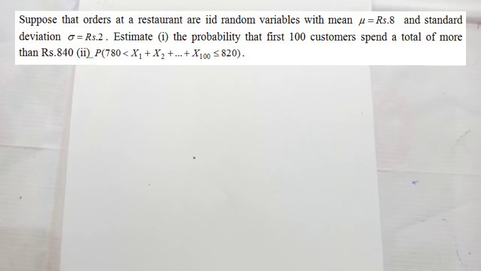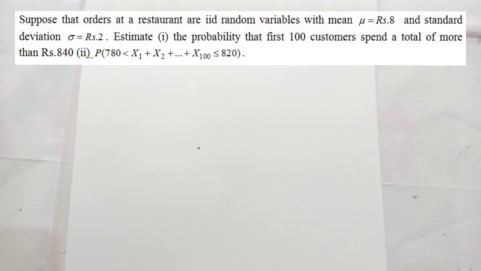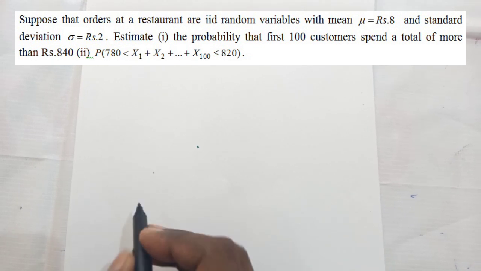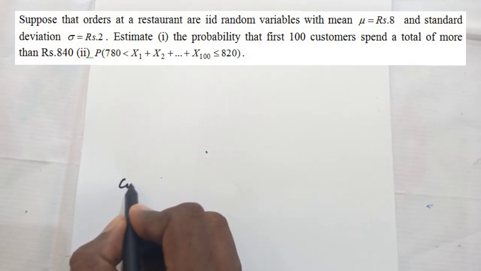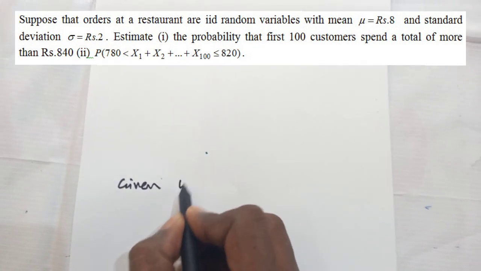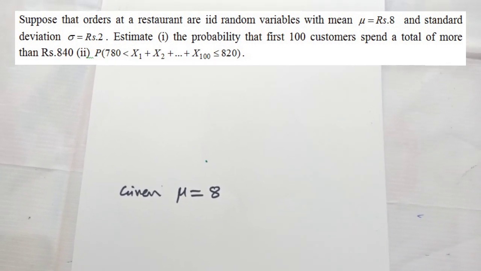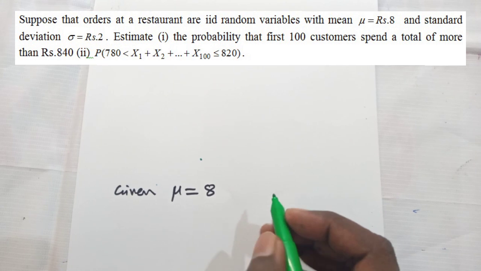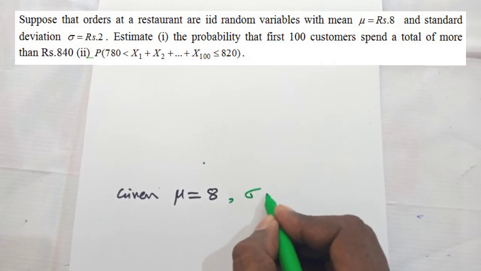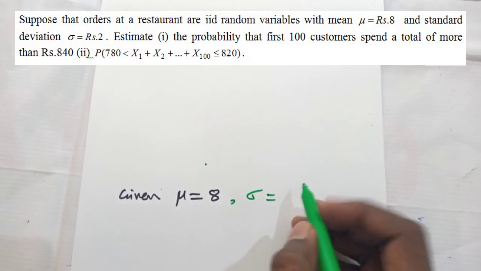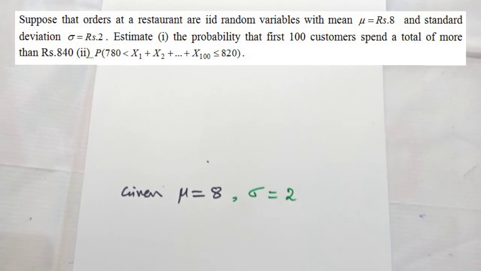So from the problem we have to collect the given data. The given mean is rupees 8. So here given mu is equal to rupees 8, and sigma is equal to rupees 2. So sigma is equal to 2.